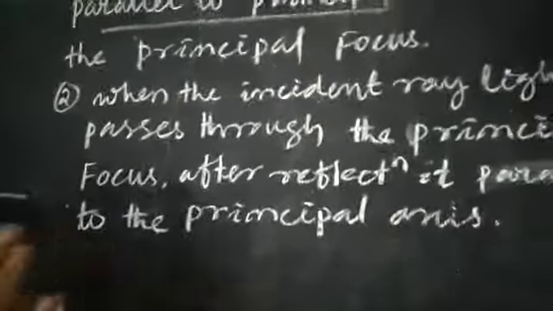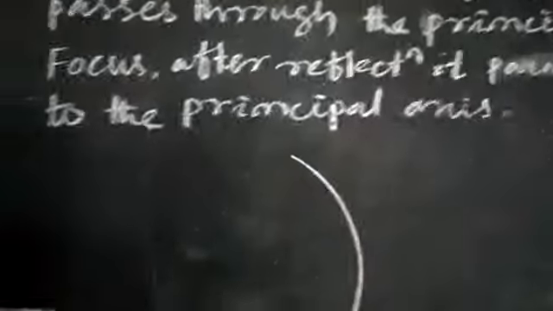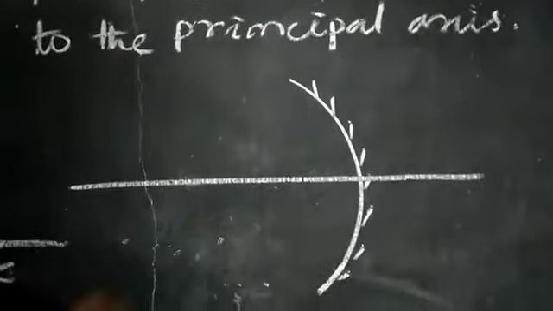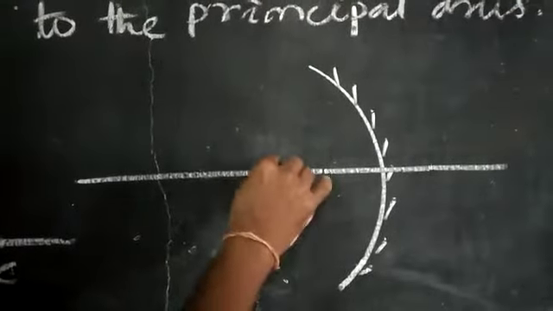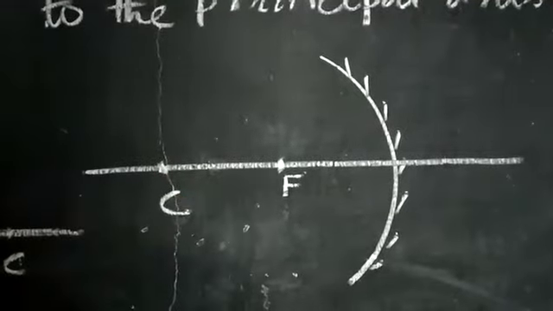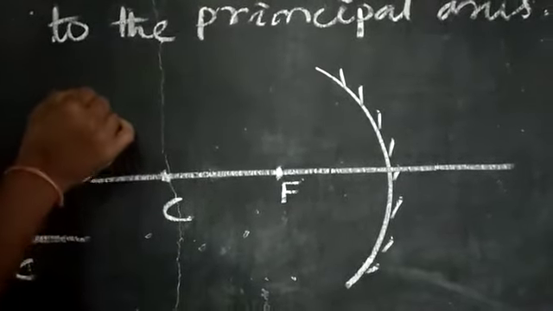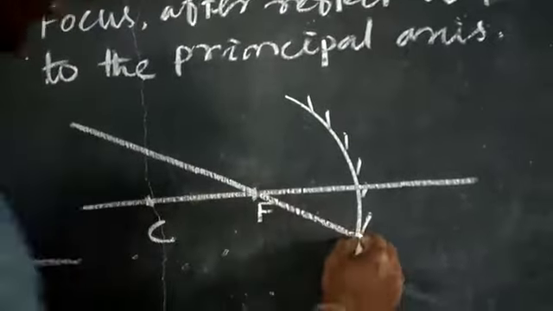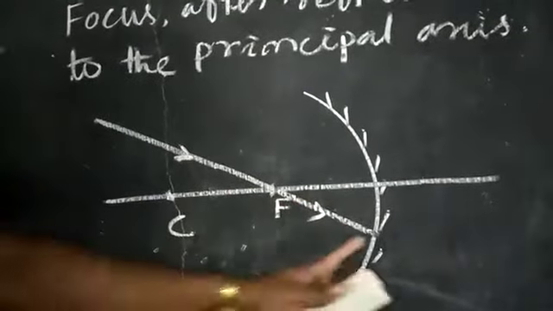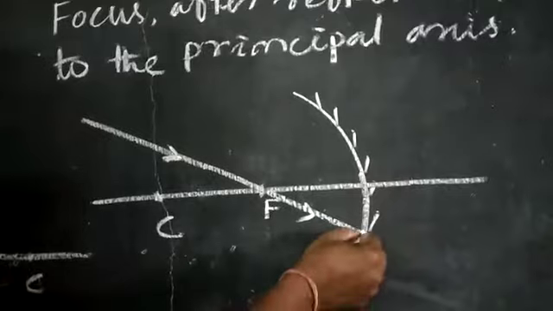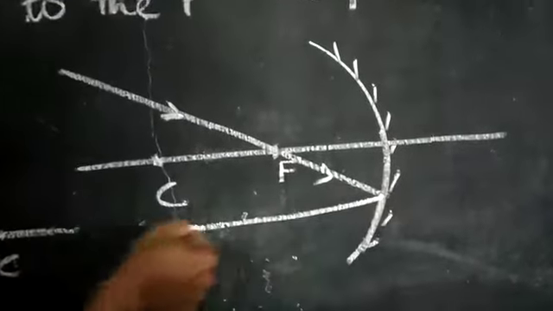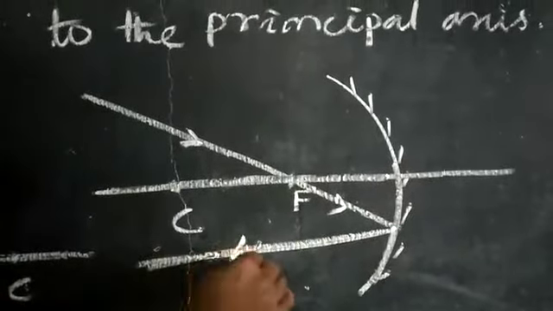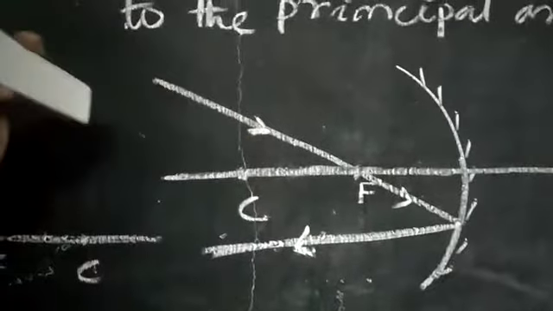I am drawing for the concave mirror here. Suppose this is the concave mirror, this is the principal axis, this is the focus, and this is the center of curvature C. The ray of light traveling through this focus is the incident ray, and after striking the mirror, the reflected ray is parallel to the principal axis. This is rule number 2.